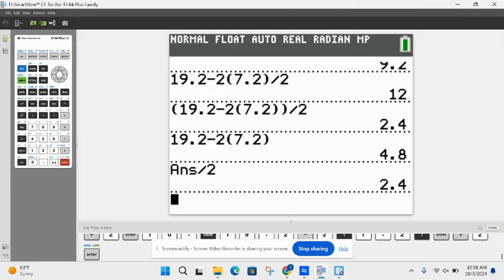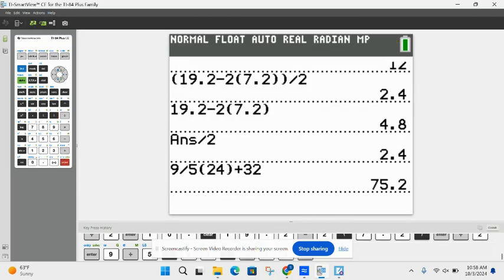You don't need to use your fraction button. You guys could just do 9 divided by 5 times 24 like that, and then add 32. Get 75.2. If you don't want your answer to be in a fraction, then use the division sign instead of your fraction bar.